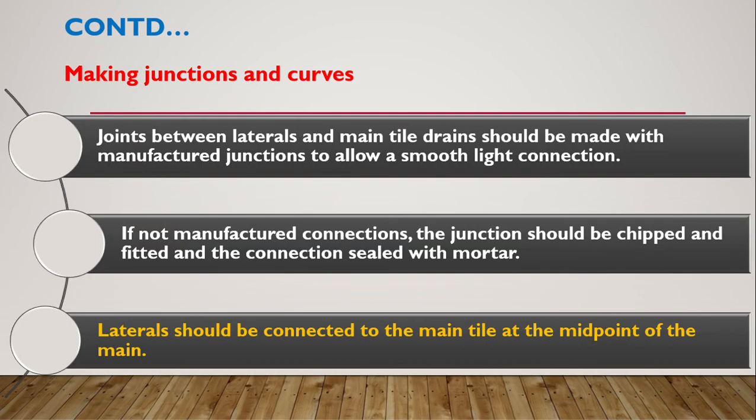Now the third step is making junctions and curves. So after laying the tiles, in some places there should be some curves or some direction changes. Okay. So in those cases, we should not give sharp angles at the position of change in the direction. We have to give smooth curves. The junctions should be smooth. Okay. And lateral should be connected to the main tile at the midpoint of the main. When there are a large number of laterals and a single main, all the laterals should connect to the main at the midpoint only. Okay. So there is symmetry. It should follow a symmetry. Okay. That is the thing.